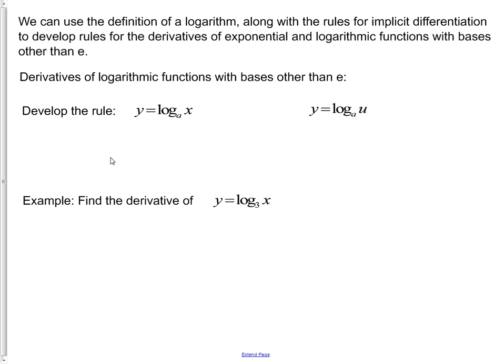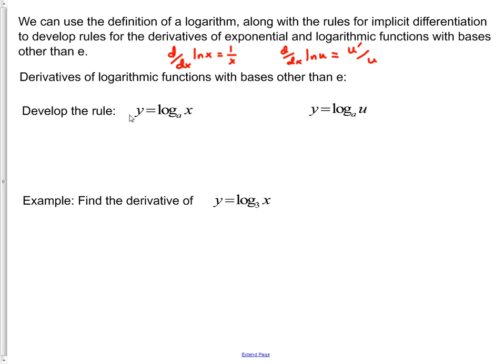Well, now let's talk about what happens if we have a logarithm with a base other than e. So far, as a rule, we've stated that if we were to take the derivative with respect to x of the natural logarithm of x, we're going to get 1 over x. And if we take the derivative with respect to x of a function like the natural logarithm of u, where u is a differentiable function of x, then our derivative is going to be the derivative of u divided by u itself.